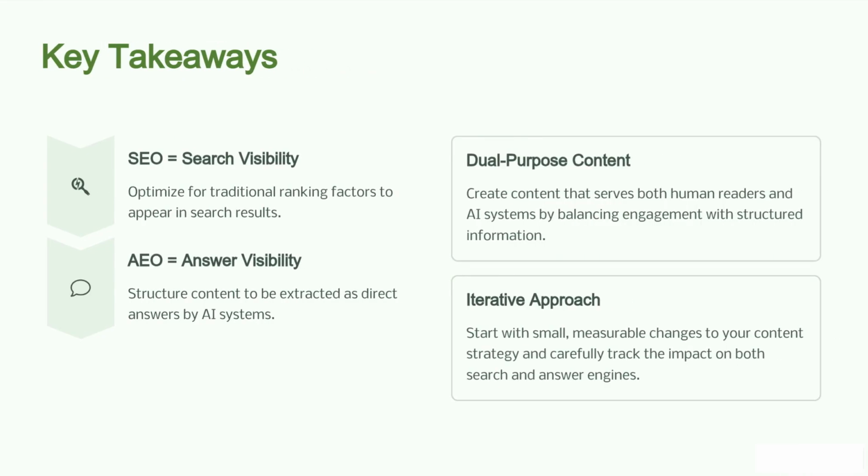Here are your key takeaways. SEO focuses on search visibility by optimizing traditional ranking factors. AIO targets answer visibility, structuring content for AI extraction. Dual-purpose content balances human engagement with structured information. Implement an iterative approach, making small, measurable changes to your content strategy, and track impacts on both search and answer engines.